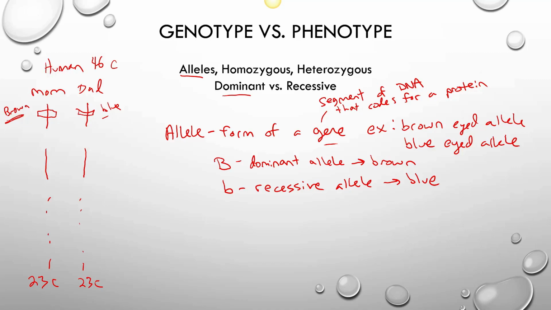Now, when we inherit these traits from our parents, we inherit one form of the gene, or one allele, from our mom, and one allele from our dad. And together, the alleles that we have inherited constitute our genotype. So the genotype has to do with the alleles that are present in our genome.